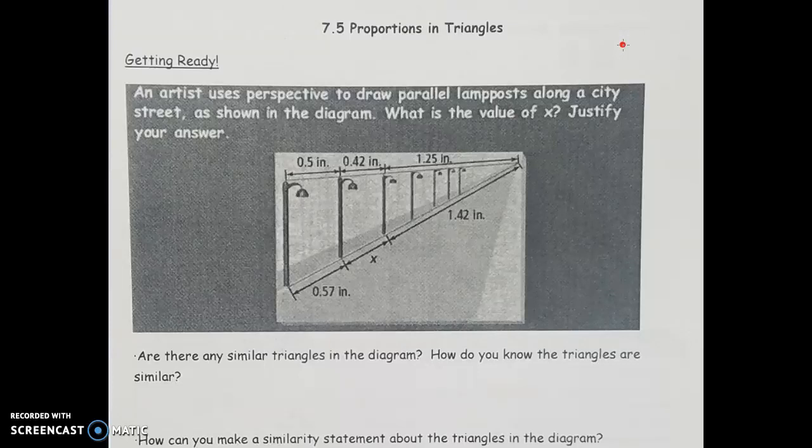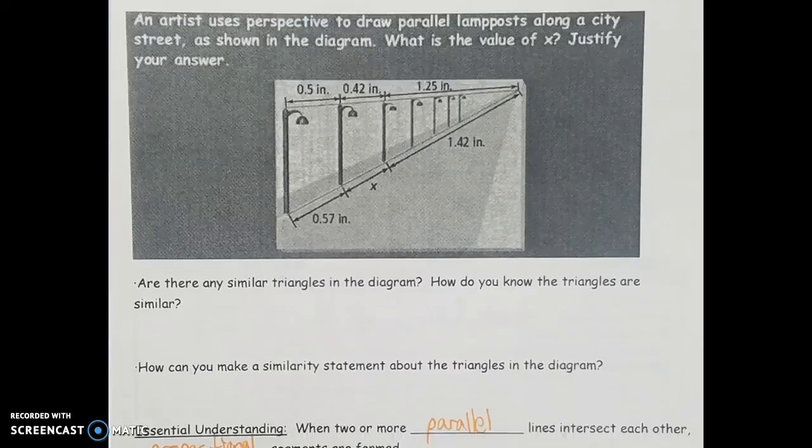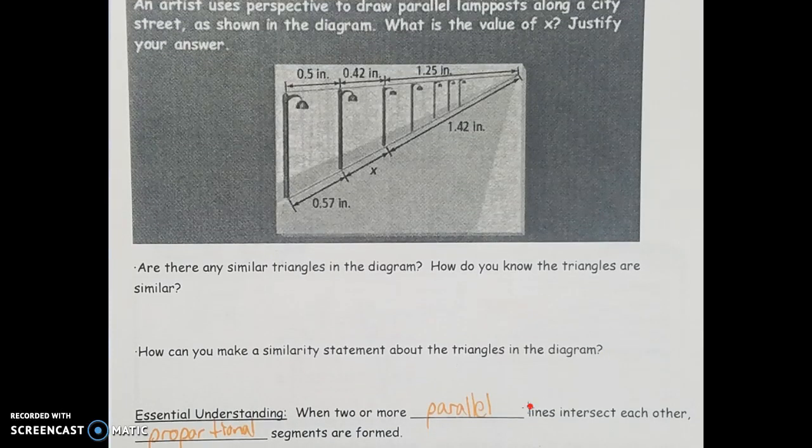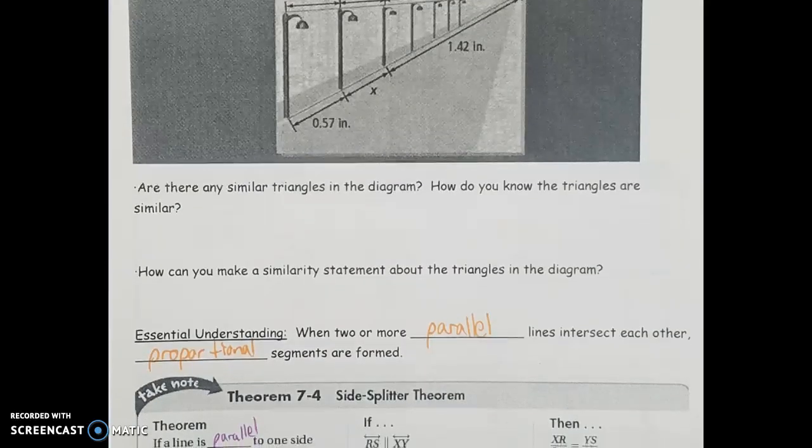So we're finishing off chapter 7 with 7.5, proportions in triangles. I'm going to jump straight down to that first definition. When two or more parallel lines intersect each other, we're going to have proportional segments form. And some of you guys already noticed that this was happening with your similar triangles that we're solving with.